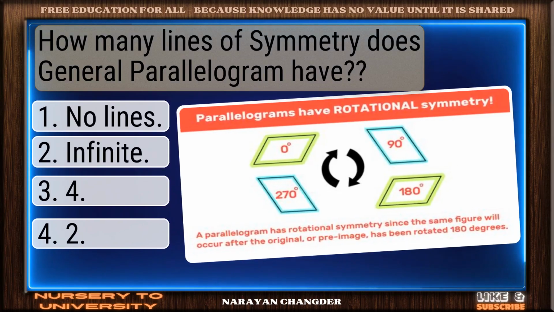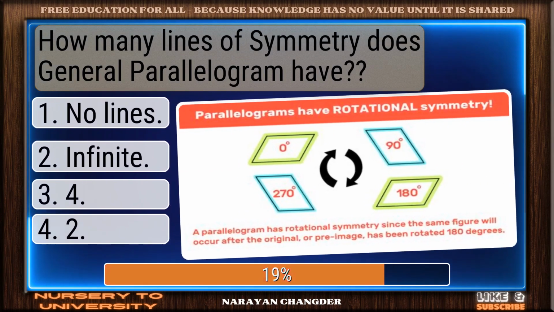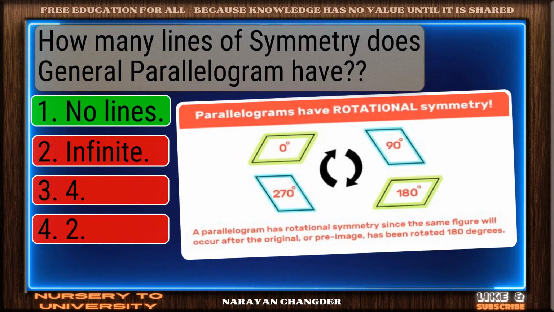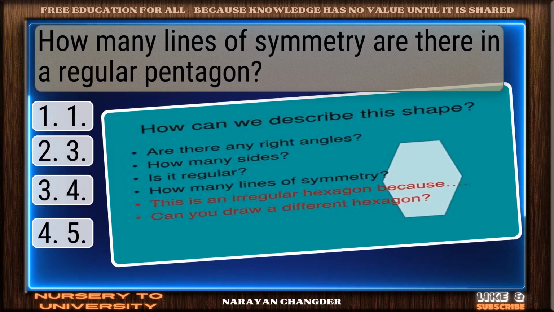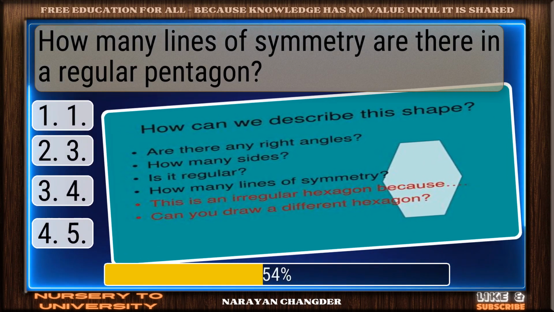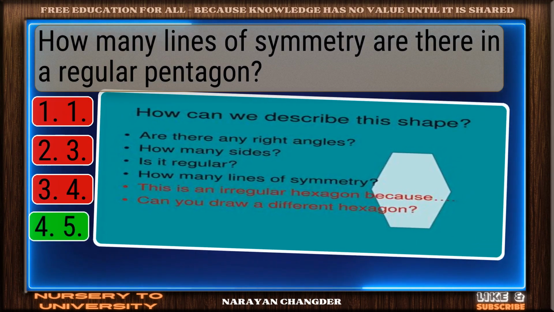How many lines of symmetry does general parallelogram have? On track. No lines is the correct answer. How many lines of symmetry are there in a regular pentagon? Perfect. 5 is the correct choice.